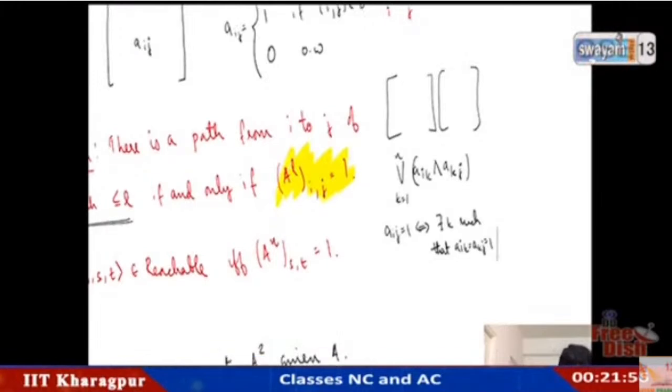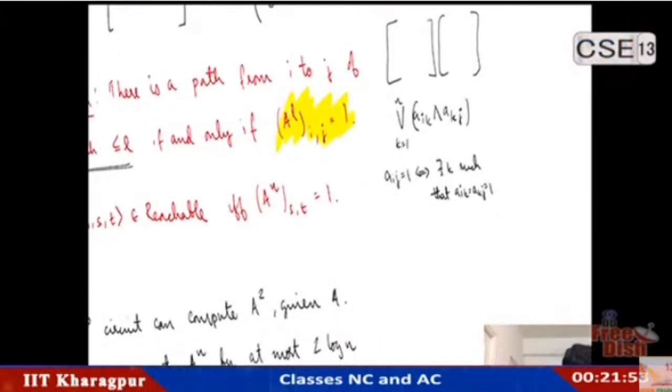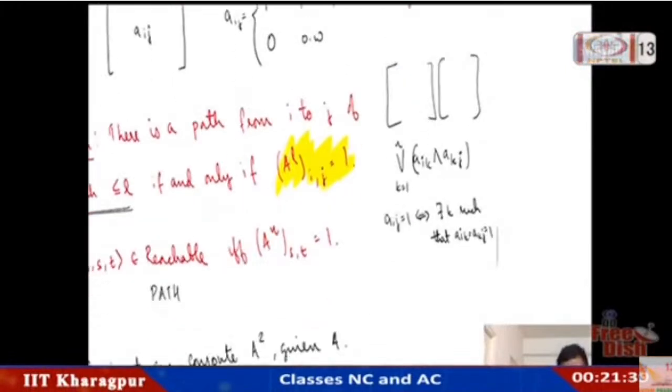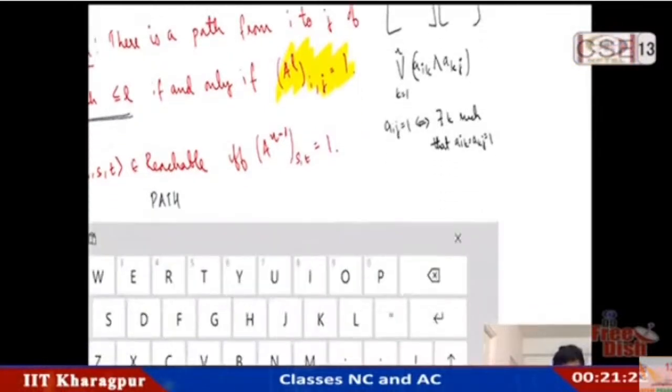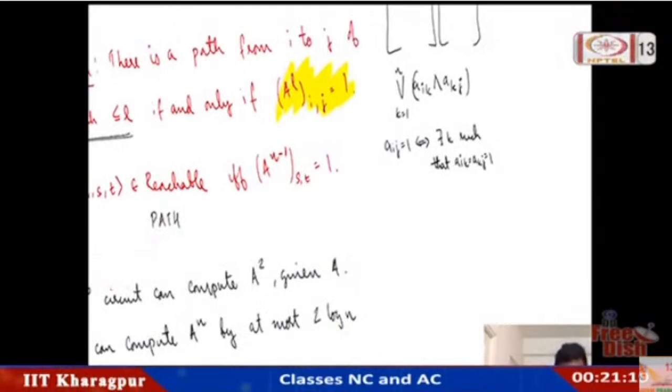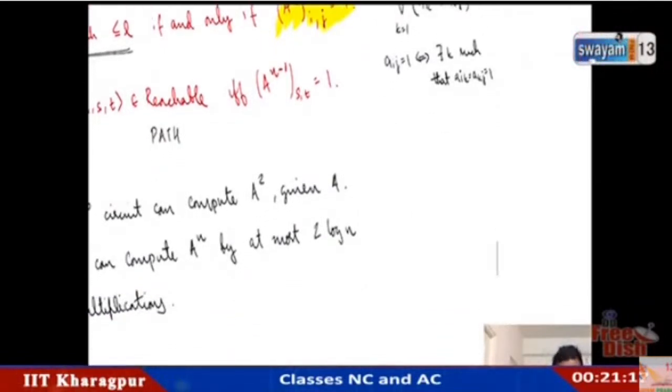So now we will say that G, S, T is in PATH, or T is reachable from S, if and only if there is a path of length at most n from S to T, right? In fact, it's actually at most n minus 1. So A power n minus 1, the STth entry, equals 1. So now all that remains is to compute the n minus 1 power of A, and then look at the STth entry.